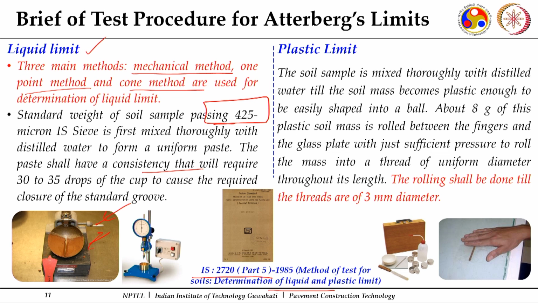So this is how it is repeated, and finally you normally look for the one where it gets closed down at around 25 blows. So this plot is plotted between these drops and your water content.